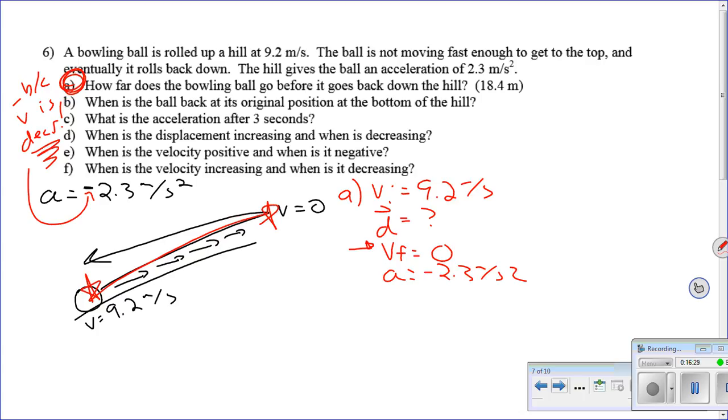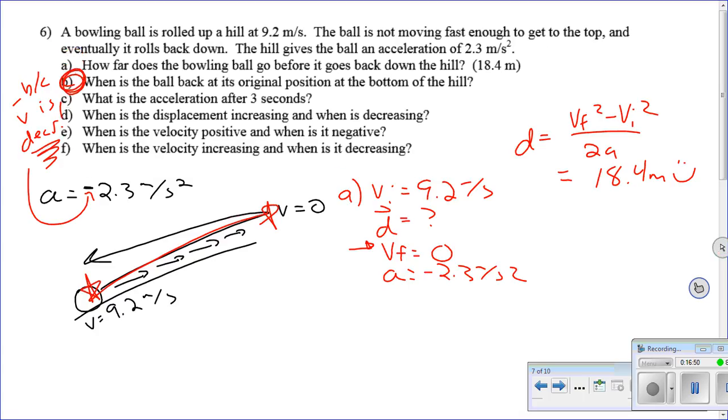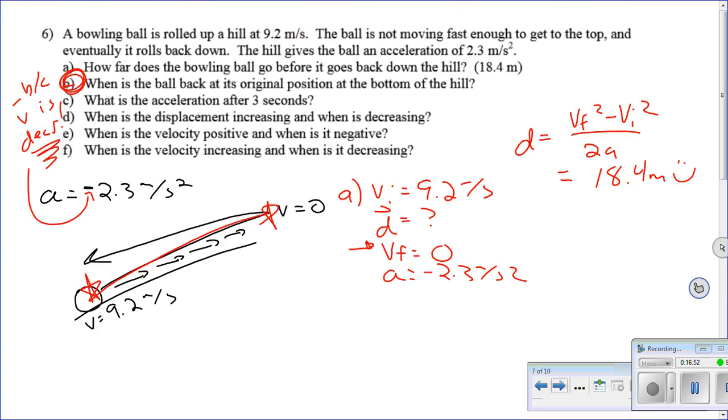So use your vice grip. Your displacement then is vf squared minus vi squared all over 2a. So plug in your numbers. You've got your vf, your vi, your a. You can just plug your numbers in, and you get 18.4 meters. All right, so that is that. Oh, I did it again. Darn it.